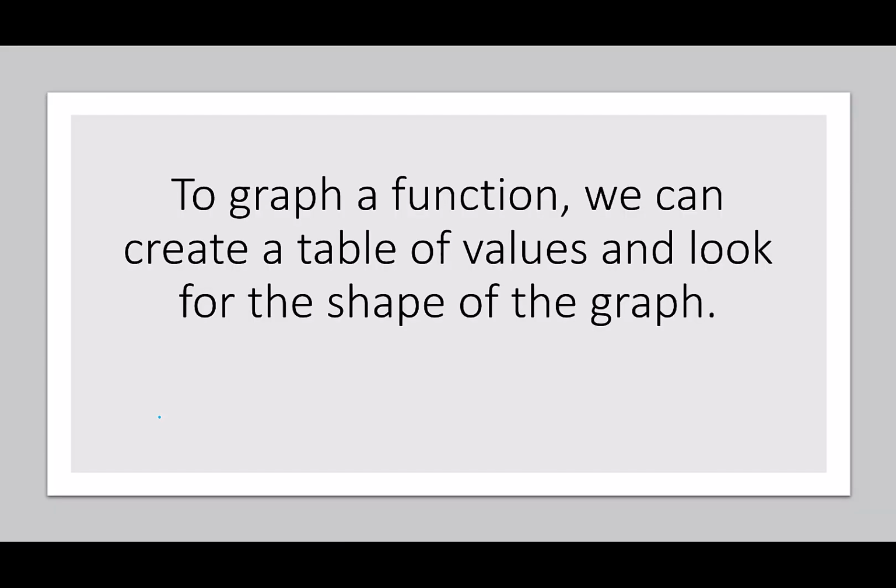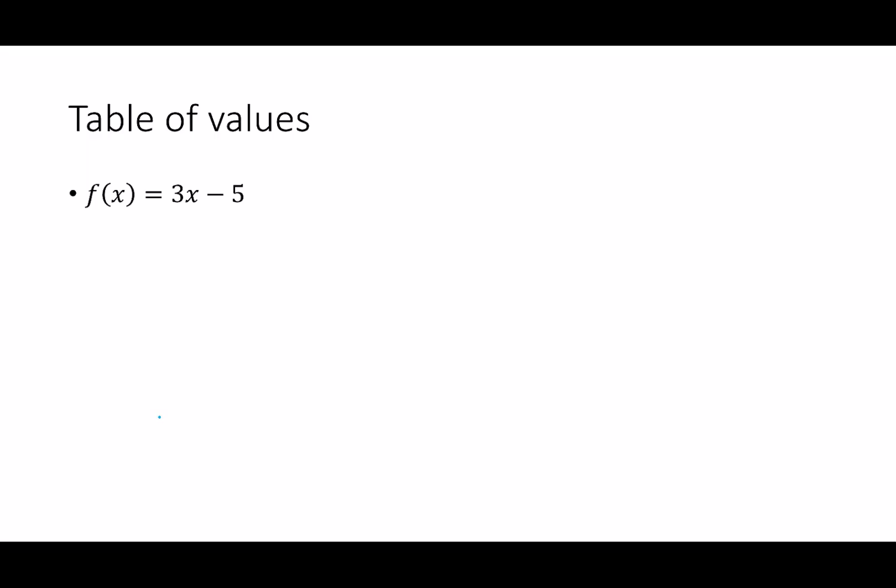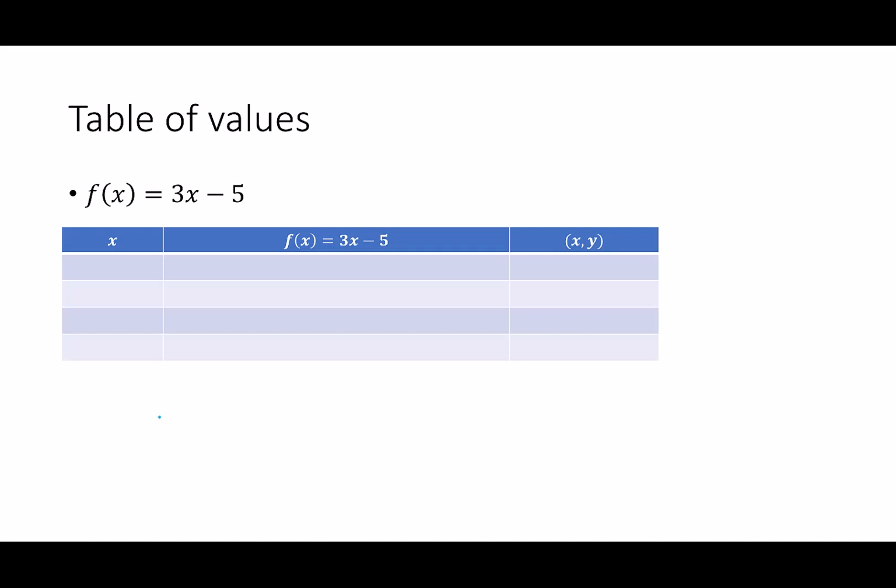To graph a function, we can create a table of values and look for the shape of the graph. We're going to start with f(x) = 3x - 5. I create a table where I put in the x values I want to use, then I calculate the y values using my function, and then I'll look at my point (x, y). Let's start easy and use the x values of 0, 1, 2, and 3. f(0) will be 3 times 0 minus 5, which is -5. So my first point is (0, -5).